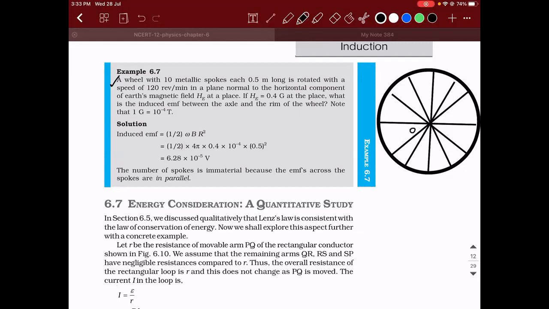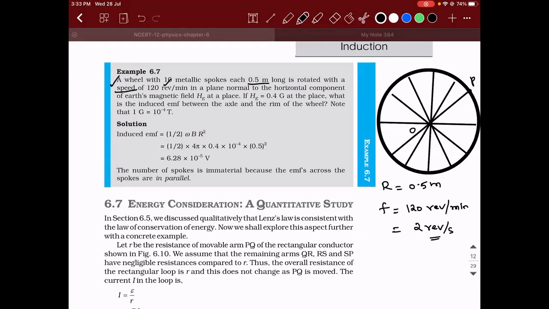So I will call the center as O and the outer end as P. The wheel has 10 metallic spokes, each 0.5 meter long. So radius is 0.5 meter, and it is rotated with a speed of 120 revolutions per minute. Though the word speed is used here, they are talking about the frequency. Frequency is 120 revolutions per minute or 2 revolutions per second. That is where you need to be careful.